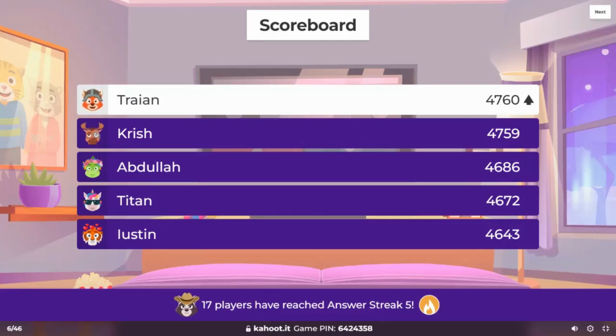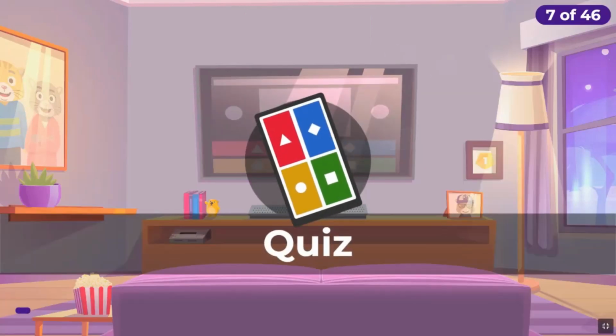We've got Krish at number 2, Abdullah at number 3. Abdullah, I think, is in the top 10. I'm not sure. Top 10 of all players. Titan at number 4. And Houston at number 5. Houston is also very active. 17 players have reached an answer streak of 5. Great job. All right, next one.